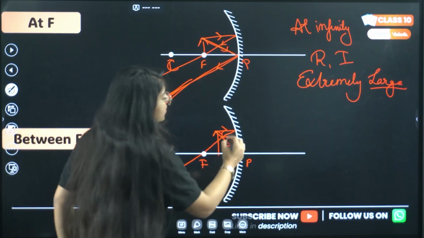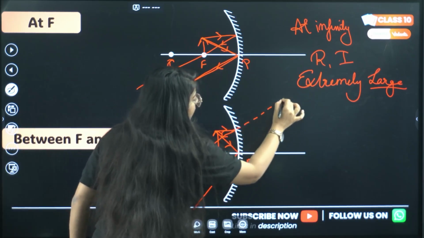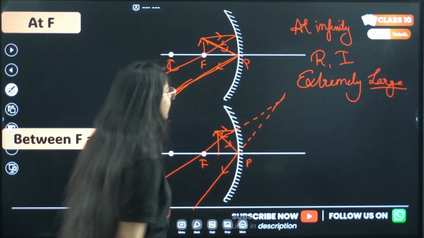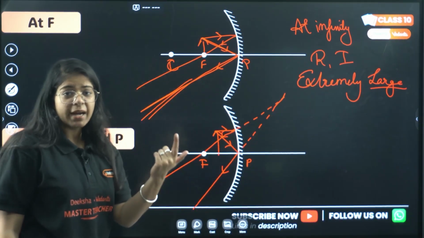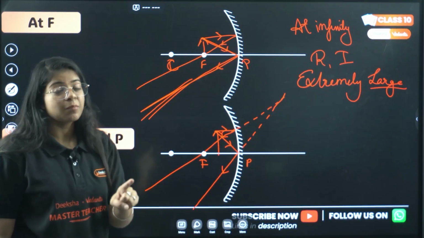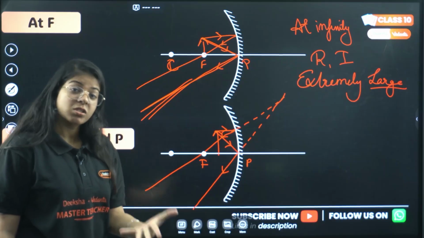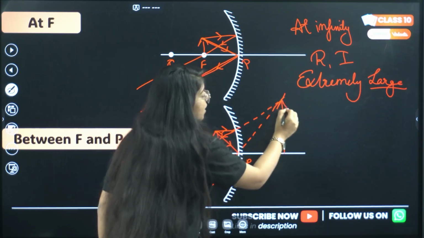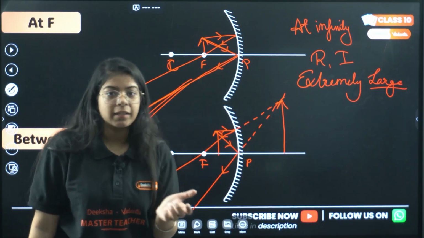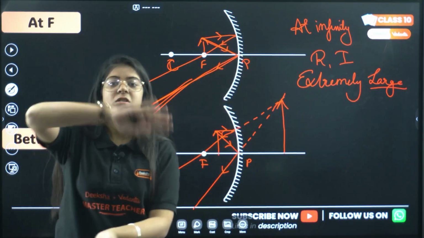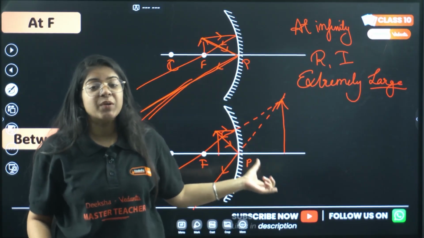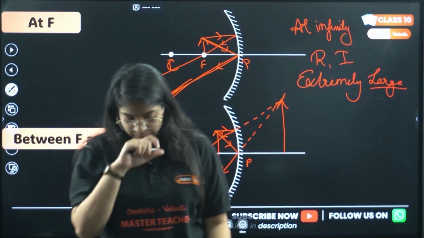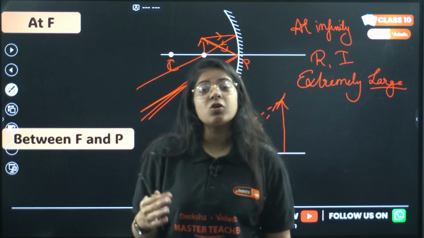So what we do is, instead we extend them behind the mirror, and because we are still seeing the object, there is some reason why the image is still getting formed. In this case we saw that the image was erect, while in this case the image was inverted. But between focus and pole, we saw that for a concave mirror the image is virtual and erect.